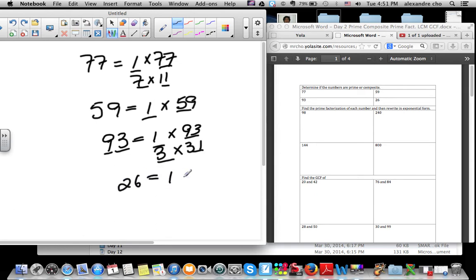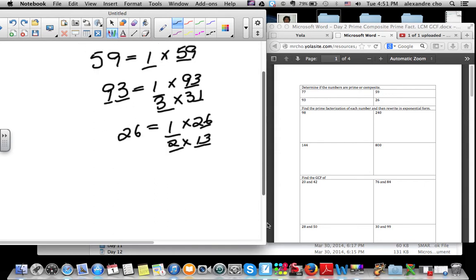26. You can always start with 1. So it's 1 times 26. 2. It's an even number. So it's 2 times 13. And again, having more than 2 factors makes it a composite.